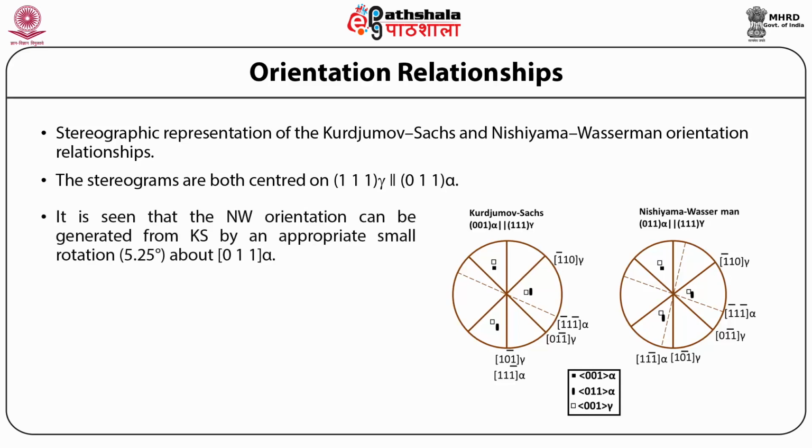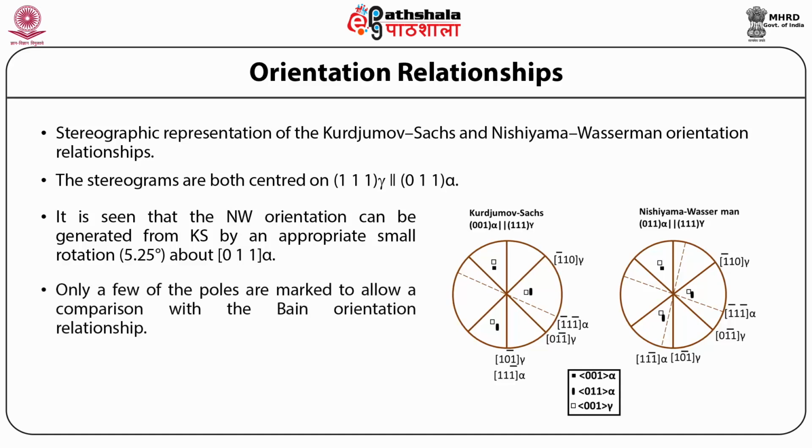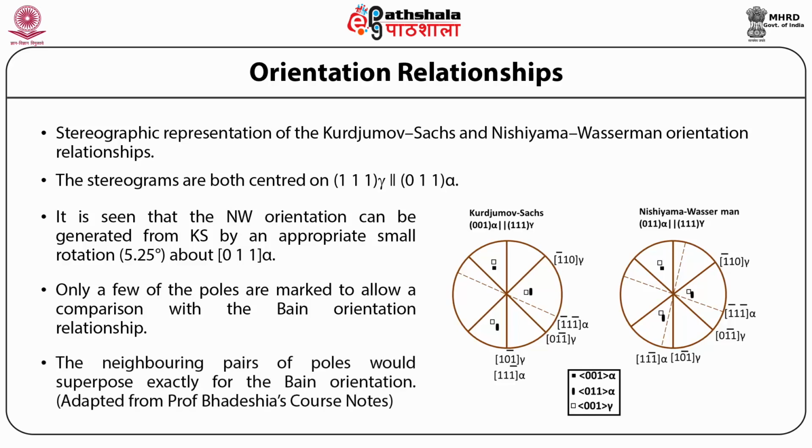It is seen that the NW orientation, or the Nishiyama-Wassermann orientation, can be generated from Kurjumov-Sachs by an appropriate small rotation of 5.5 degree about 011 alpha. Only a few of the poles are marked to allow a comparison with the Bain orientation relationship. The neighboring pairs of poles would superimpose exactly for the Bain orientation.